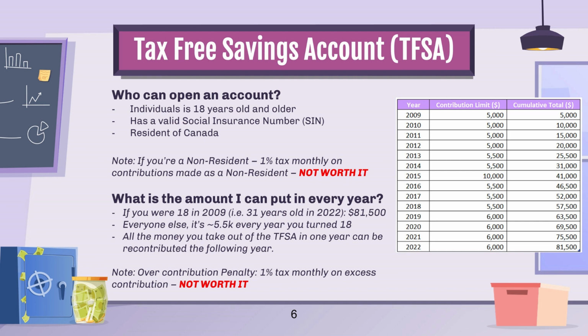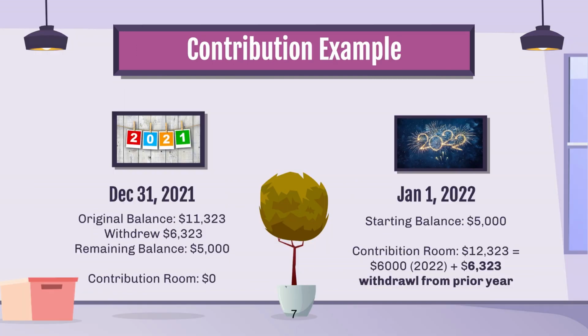Something to note is that if you have overcontributed, you would be penalized with a 1% tax on the excess amount that you have contributed, which is not worth it. So for example, on December 31st, 2021, you had an original balance of $11,323 in your TFSA, and then you withdrew $6,323, so you will have a remaining balance of $5,000. As of that date, you have a contribution room of $0.